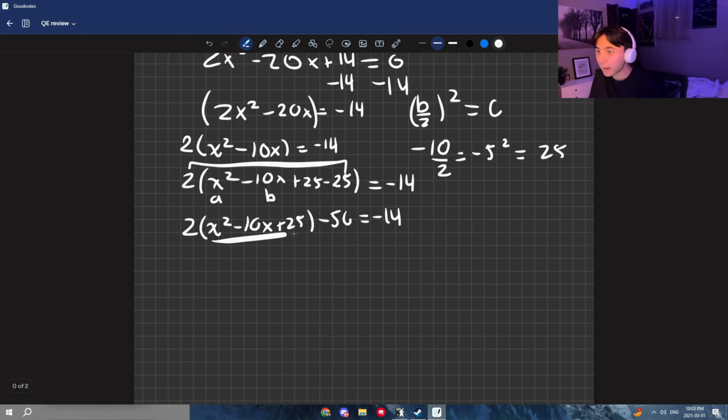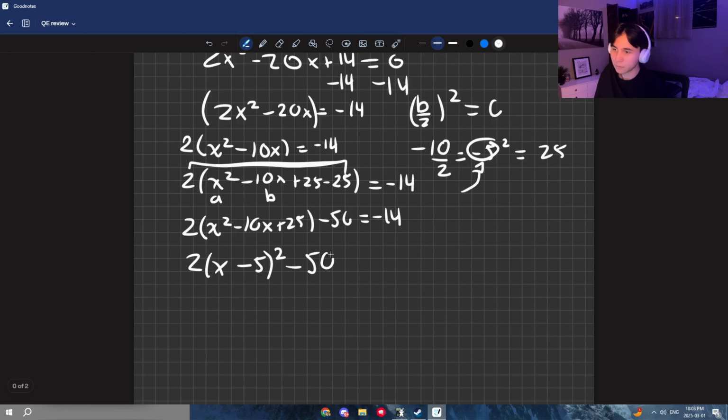So now we can actually factorize this. As you remember, whatever we divided our b value by 2 to get, all you have to do is put an x in front of it, and that's how you factorize it. So we have 2 times x minus 5, since we got negative 5 when we divided by 2, squared minus 50 is equal to negative 14. So I'm going to add 50 to both sides, and that's going to give me 36. So we have 2 times x minus 5 squared equals 36.